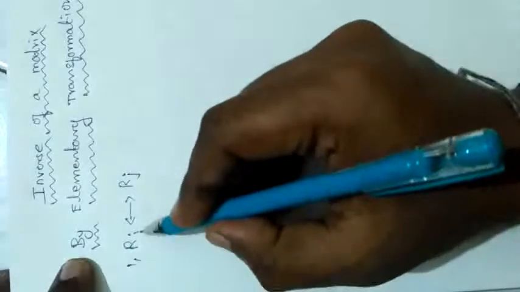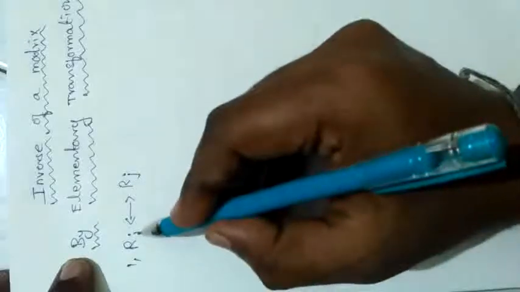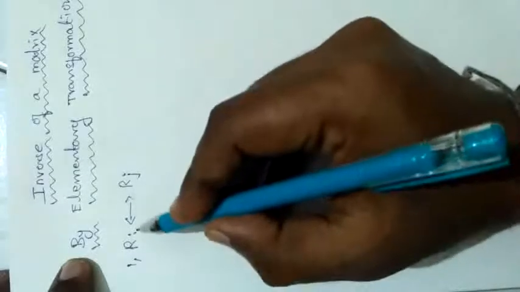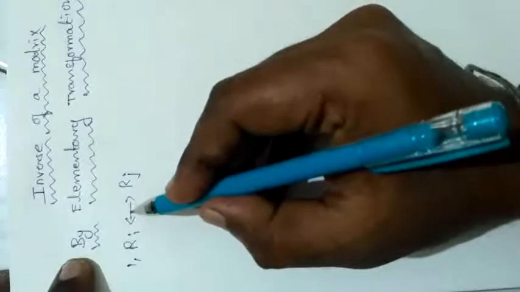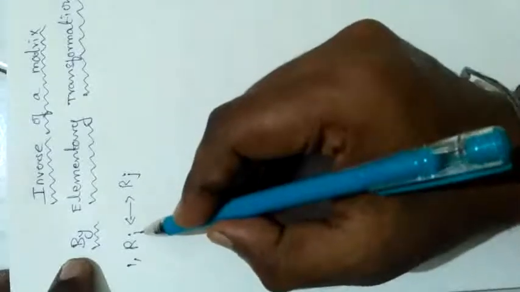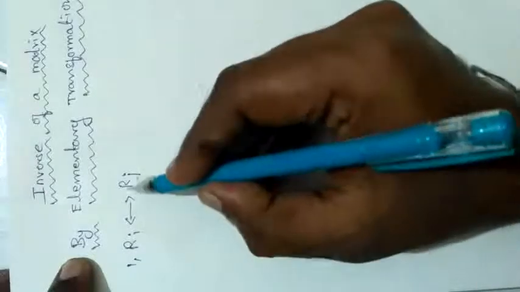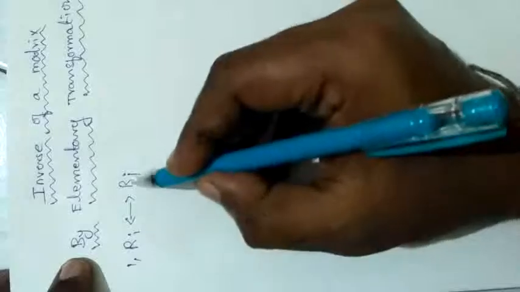Fine. So one is Ri tends to Rj and Rj tends to Ri. That means you can interchange any two rows, that is row 1 and row 2, in the matrix. It is allowed while finding the inverse of a matrix. So row i and row j you can interchange. Say for example row 1 and row 3 you can interchange.